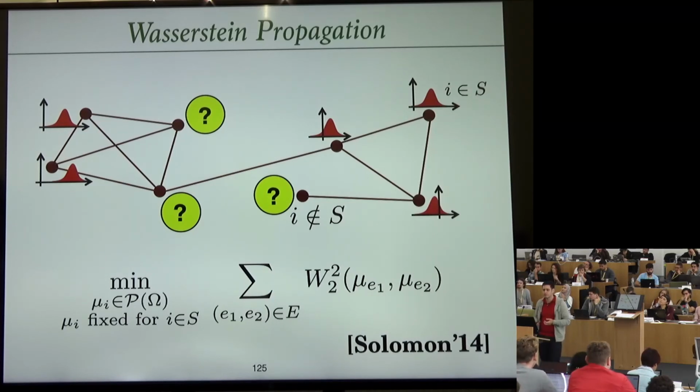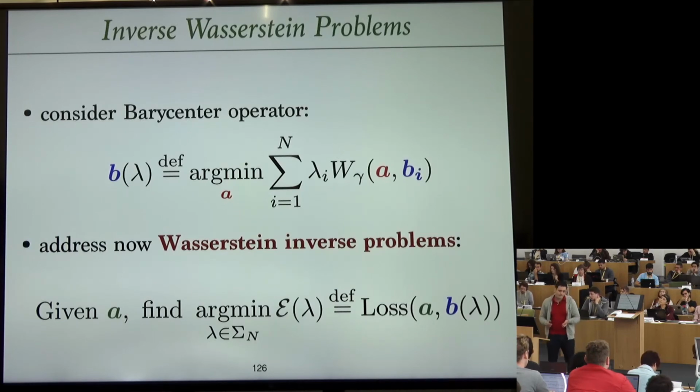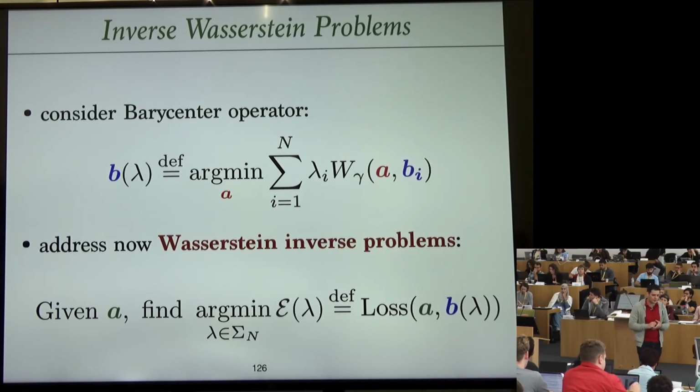And then you can recover some. So this is called Wasserstein propagation. Now let me show you how you can even play with the Sinkhorn algorithm and all those things by doing something called an inverse Wasserstein problem.